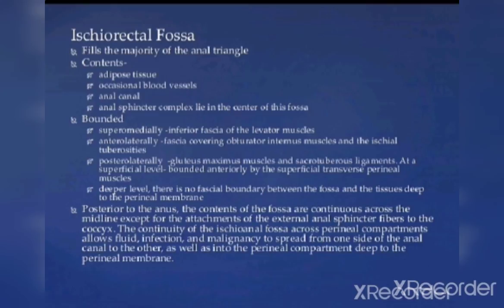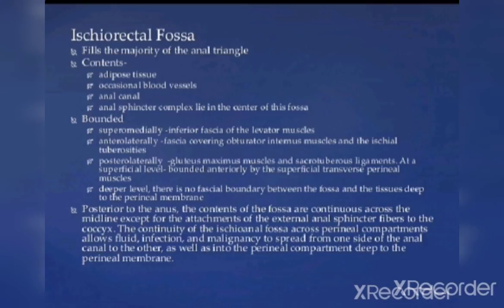At a deeper level, there is no fascial boundary between the fossa and the tissues deep in the perineal membrane. Okay, so these are the contents and the boundaries of the ischiorectal fossa. Next is the posterior of the anus.